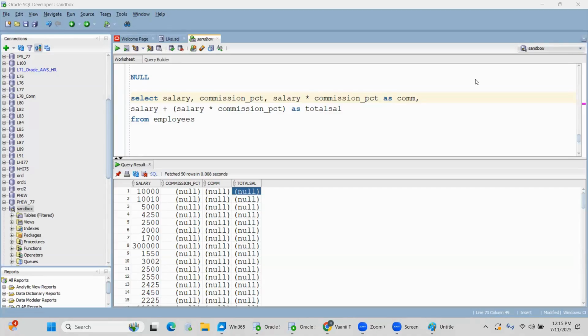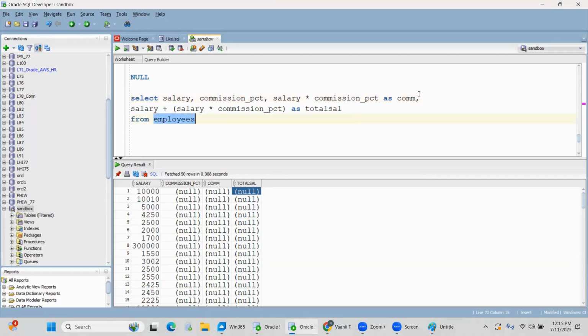Yeah, it will be unknown again, because we don't know how much money you have. He has 10,000, but we don't know what the total will be after adding your amount and his amount. Correct, correct. So this is what null is. If you add, multiply, subtract, or divide any value with null, it will become null. Got it?